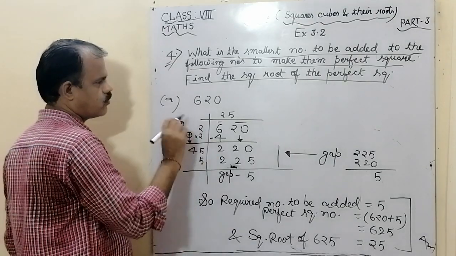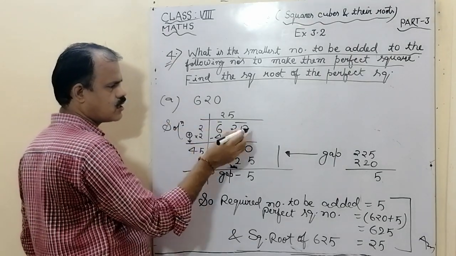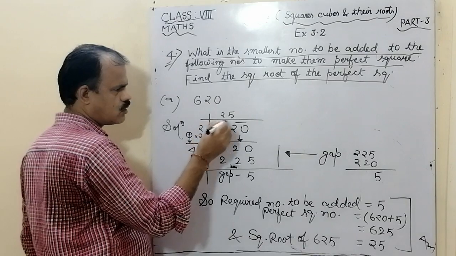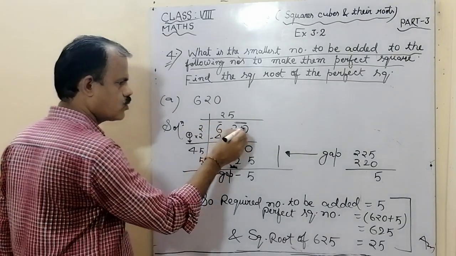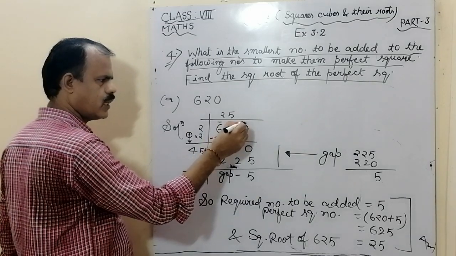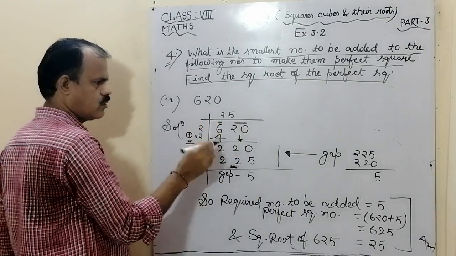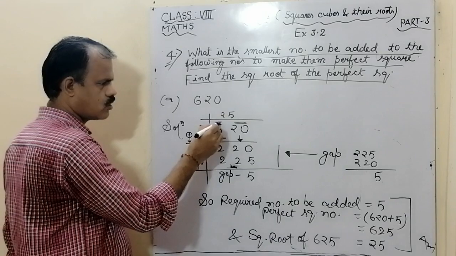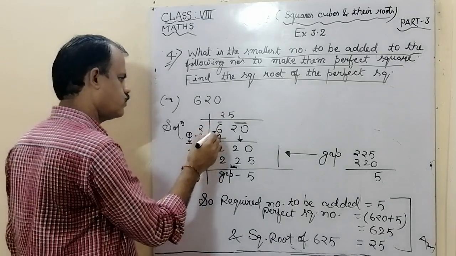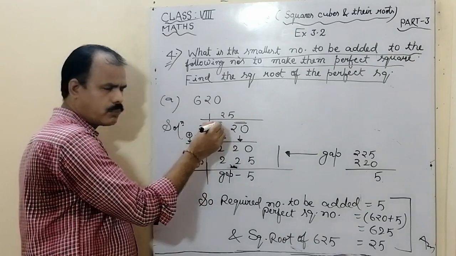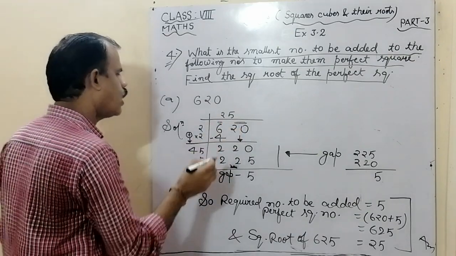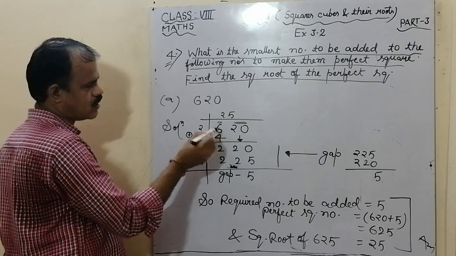First we have to make pairs in 620. These two numbers make one pair, and this is 1. There are 3 digits, so we make 1 unpaired digit and 1 pair. Now we have to divide this 6.